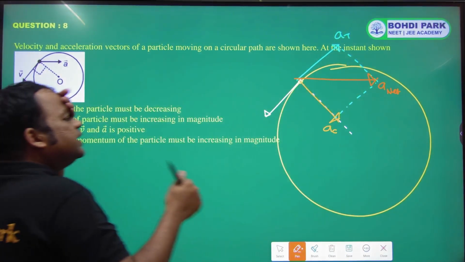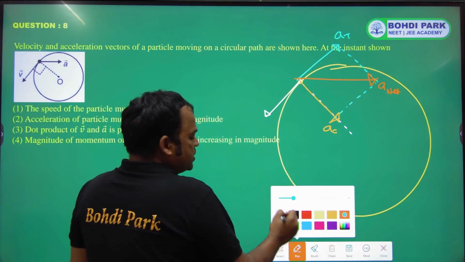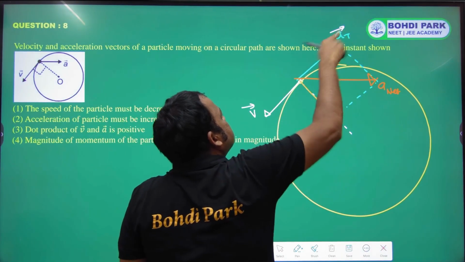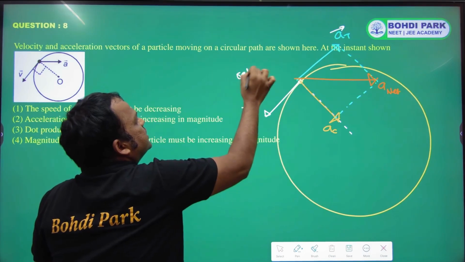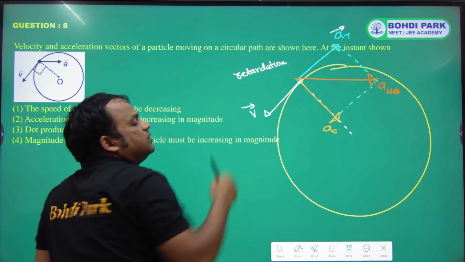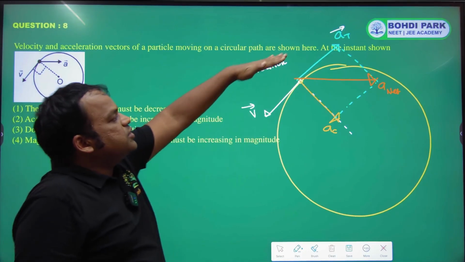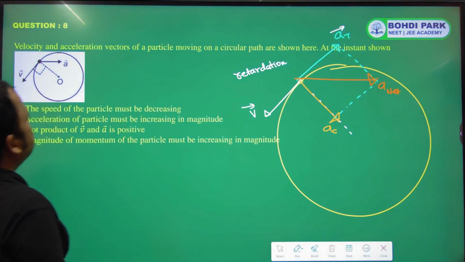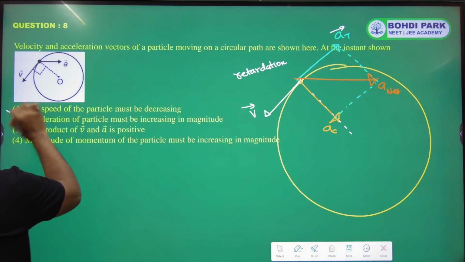So that means AT is opposite to velocity. This is V vector and this is AT vector. So AT is opposite to velocity. So this is retardation. Speed is decreasing. When tangential acceleration is opposite to velocity vector, speed is decreasing. Okay. So speed must be decreasing. So first option correct.